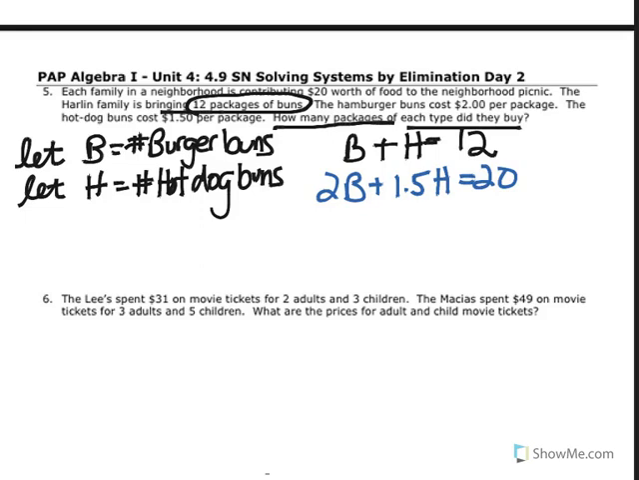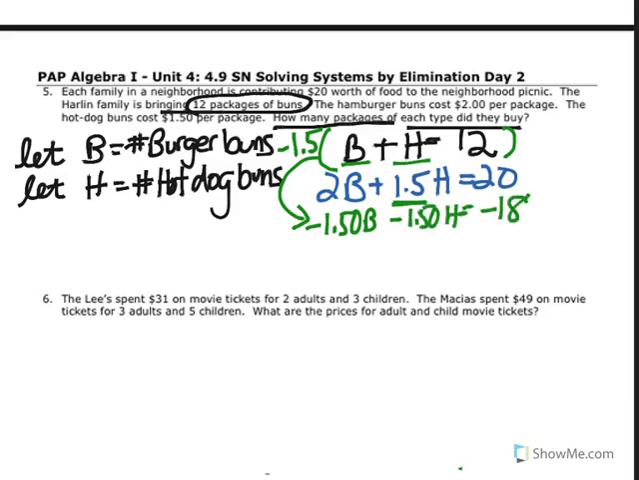Now, we're using elimination on this, so I find that the easiest way, especially when I have variables where the coefficient is 1, is to look at the second equation and pick the coefficient that's the smallest, and that's what I multiply by on top. And so I'm going to multiply the top by -$1.50. And so I'm going to do that down here. You'll see we get minus $1.50B minus $1.50H equals -18, because I'm multiplying that times all three parts.